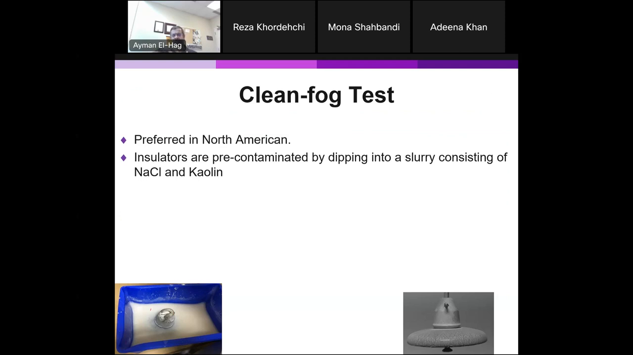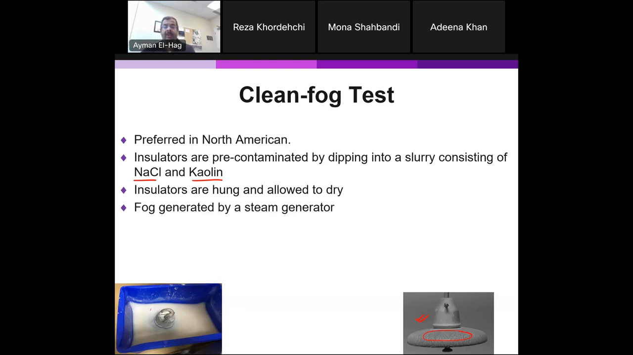Okay, and you make a slurry, and then you immerse your insulator in it. We use NaCl and kaolin. NaCl is your conductive material, kaolin is your inert material, and you dip it there for some time. Then you take the sample and you hang it to allow it to dry. Then you will have something like this: the insulators with the kaolin basically sticking to the surface of the insulator and drying on it. Then you hang the insulator inside, similar to the fog chamber of the salt fog test, but here we generate steam.